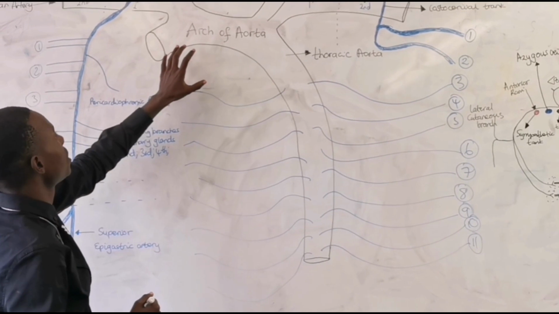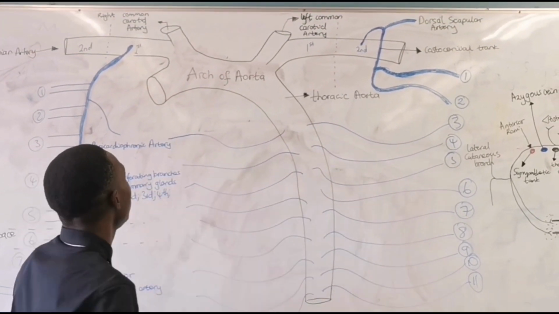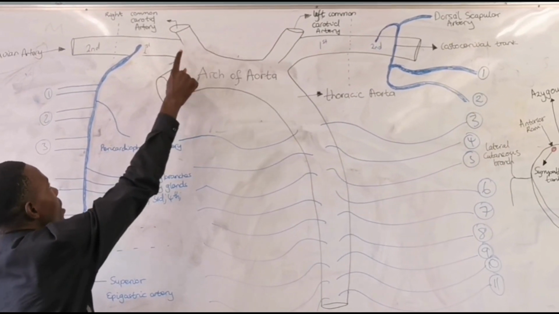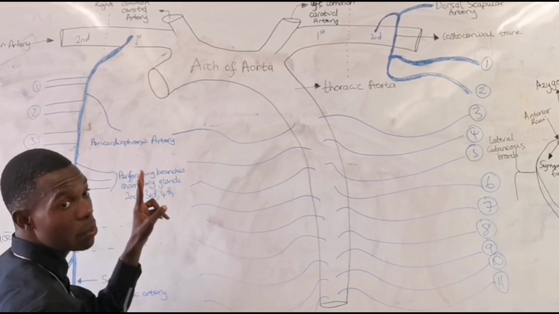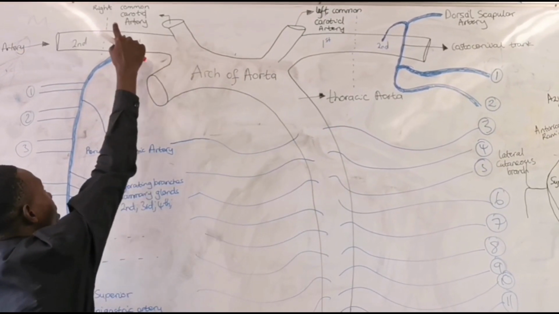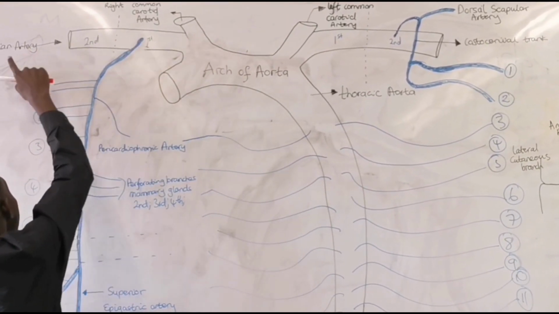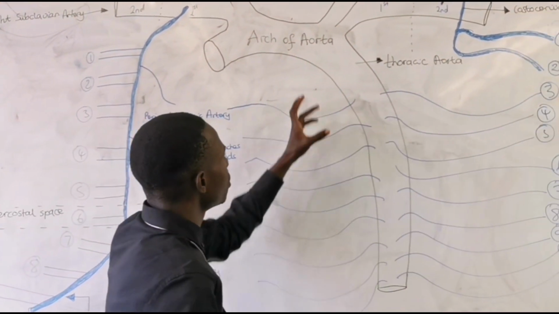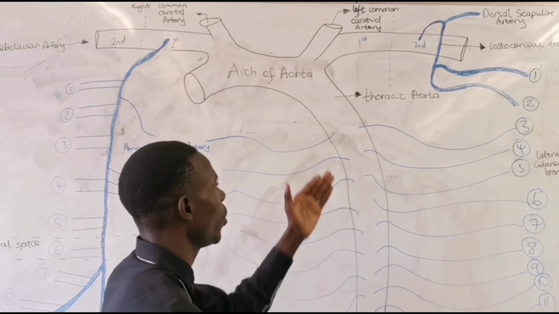On the arch of the aorta, it will give us three branches. To the right, it's going to give us the brachiocephalic artery. The brachiocephalic artery is going to give us two branches more. It's going to give us the right common carotid artery and the right subclavian artery. The arch of the aorta is going to continue as the descending aorta or the thoracic aorta.